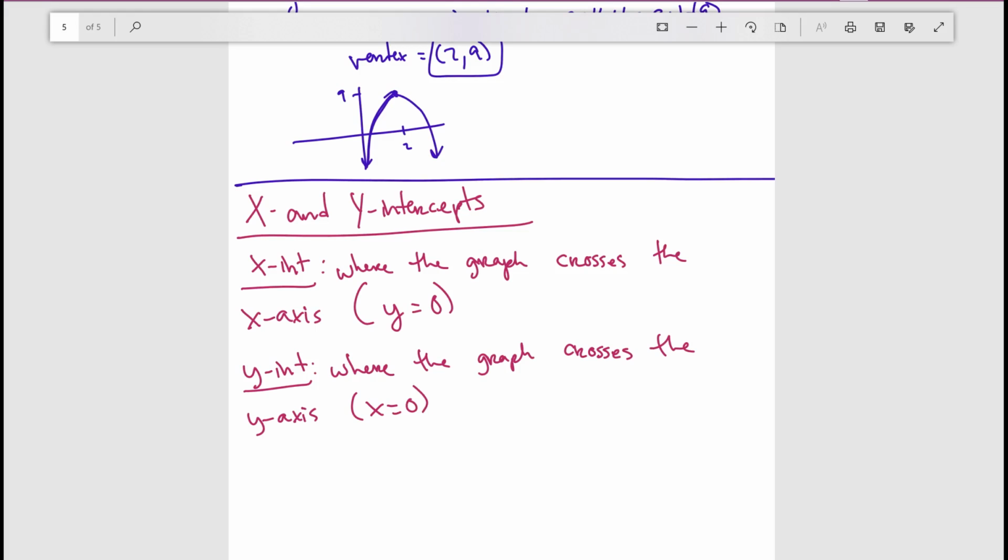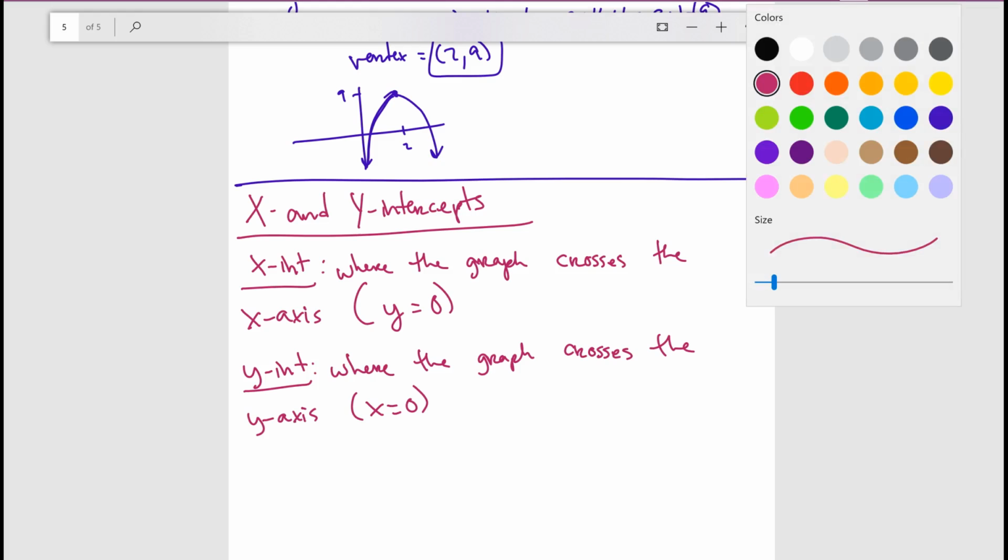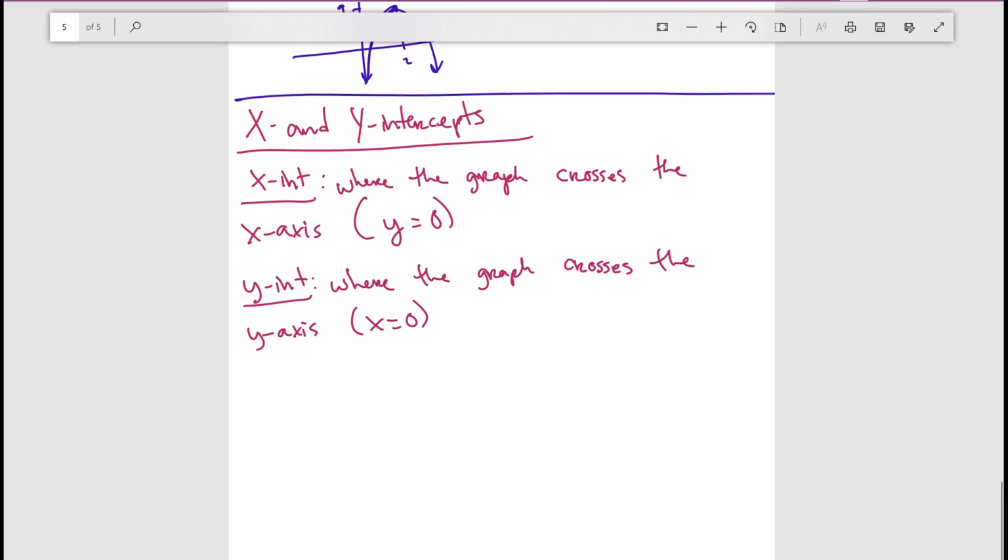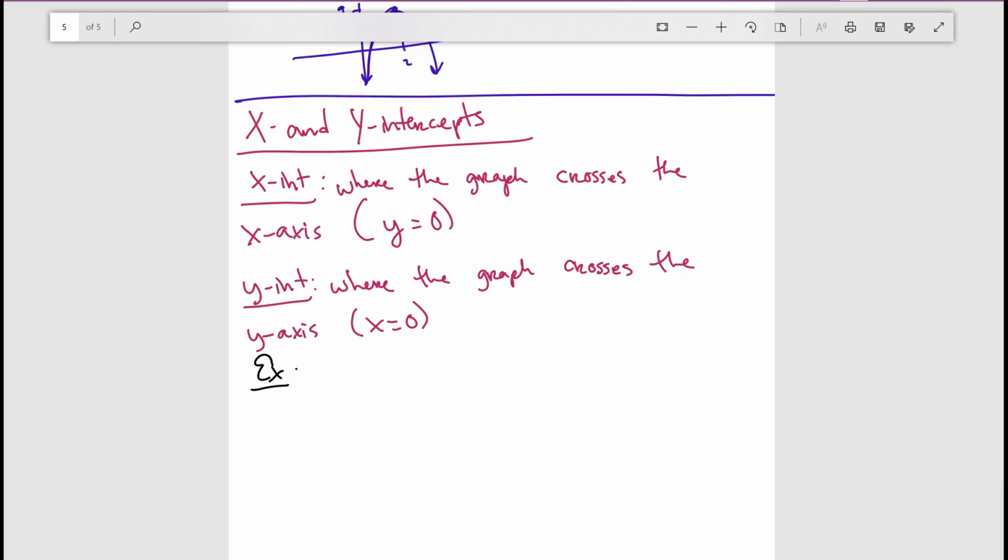Okay, so let's go back to the previous problem that we had. Let's do this example. Okay, f of x is equal to 3x squared minus 6x plus 2. And what I want to do is find x and y intercepts.